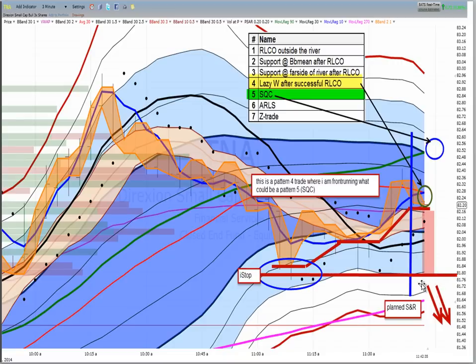And that's where I want to be short, because now I'm outside the floodplain, and it looks now like this would have rejected the far side of the river and failed at the Bollinger Band mean. And then what do we have on the other side? Yes, we have a regression line crossover outside the river that would have been successful, pulled back, found resistance at the Bollinger Band mean, and then failed. So that would actually be a pattern 2, resistance at the Bollinger Band mean after the RLCO. So that's sort of bread and butter.